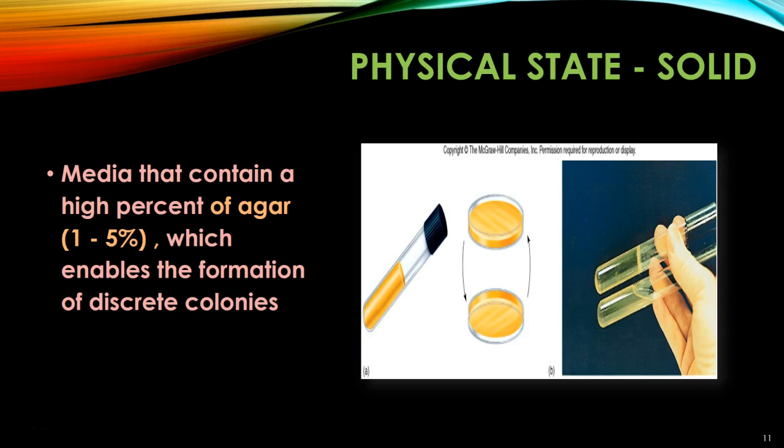And then solid is our last physical state. They call for 1 to 5% agar. Typically it's 1.5%, still not very much, but it gives you a nice firm surface, and that way we can actually isolate colonies. And that's what we kind of need to do. And here they're comparing a tube of solid media with a tube of liquid, and you can definitely see the difference there.